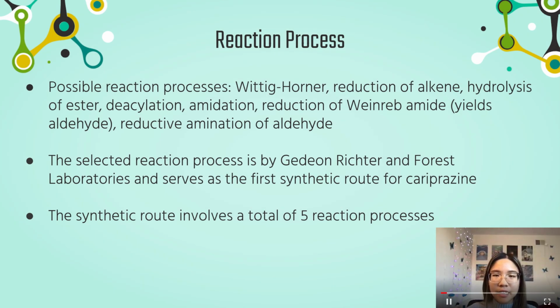We have found at least 10 different reaction schemes that can be used to synthesize cariprazine. Some examples of reaction processes that were used include Wittig-Horner, reduction of alkene, hydrolysis of ester, diacylation, and more. The reaction scheme that we chose to focus on was developed by Gideon Richter and Forest Laboratories and serves as the original synthetic route for cariprazine. The scheme involves 5 main reaction processes.